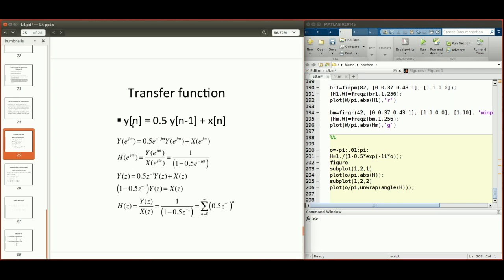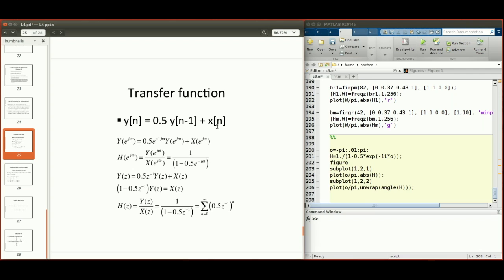So for n equals 1, for example, y1 equals 0.5 y0 plus x1. Suppose the delta impulse has a non-zero value at x1, right? And then y1 equals 1. And then for y2, it equals 0.5 multiplied by y1. Y1 equals 1, so y2 becomes 0.5, right? And then it goes on.